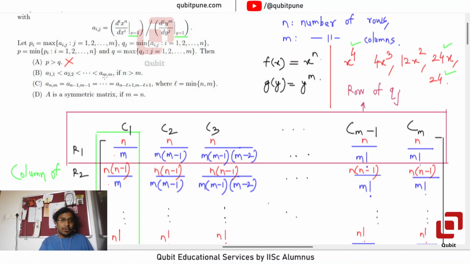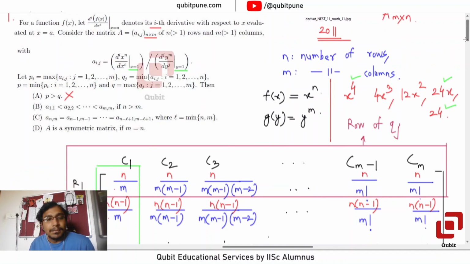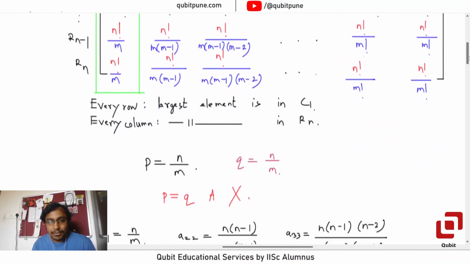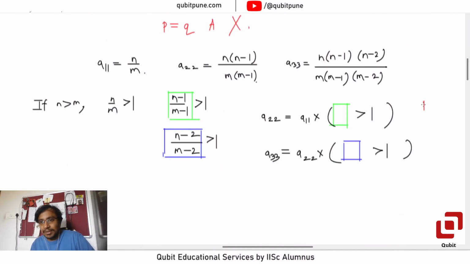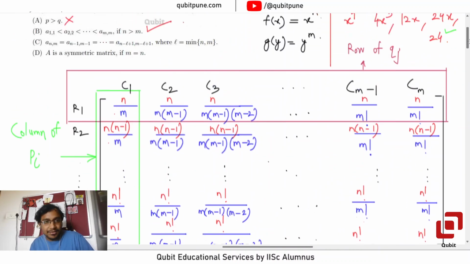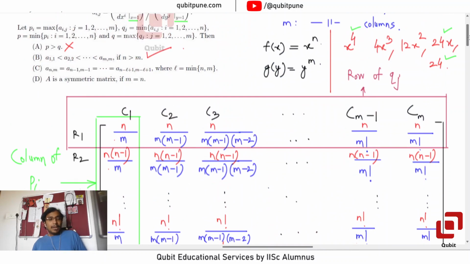And of course we cannot go after AMM because, wait, n is greater than m, right? So there are no columns there. There are not enough columns left. So B is correct. Have you understood that, or should I explain it again? Understood, right? Okay. Now let us come to option C.